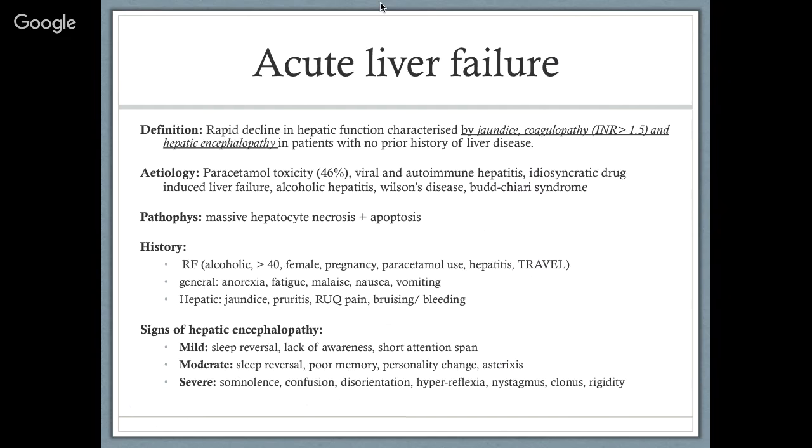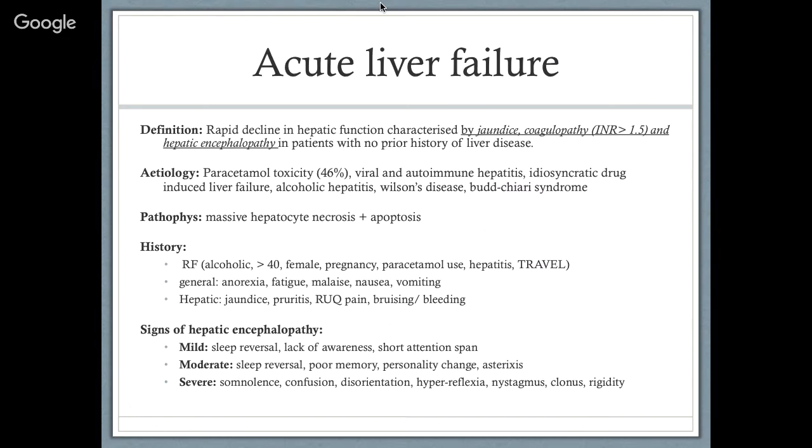General symptoms of liver failure: you'll get anorexia, fatigue, malaise, nausea, vomiting. You might get the more hepatic signs that we spoke about on examination in the previous slide. And hepatic encephalopathy. So does someone want to talk me through why we get hepatic encephalopathy or what even is hepatic encephalopathy? It's something to do with the metabolism. Exactly. That's exactly what it has to do with.